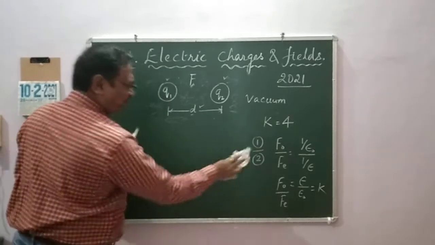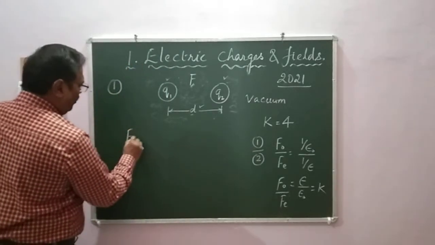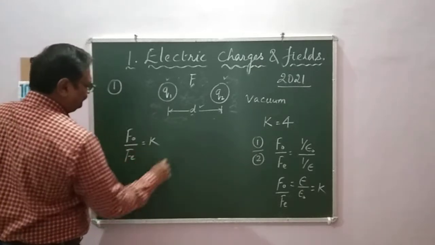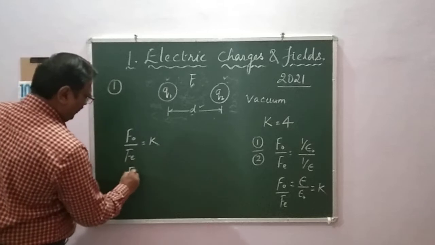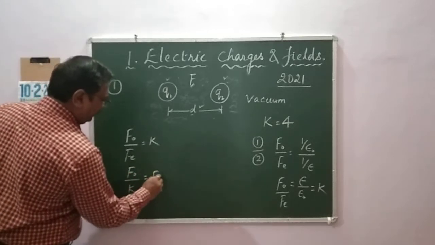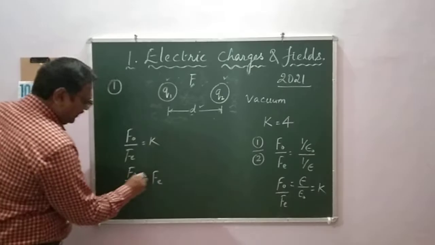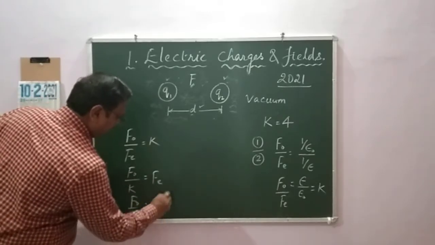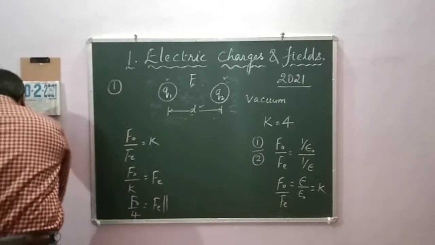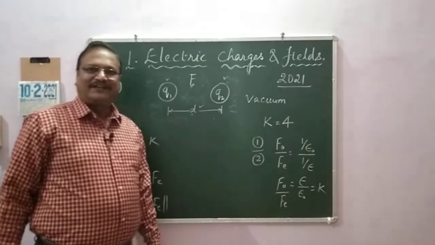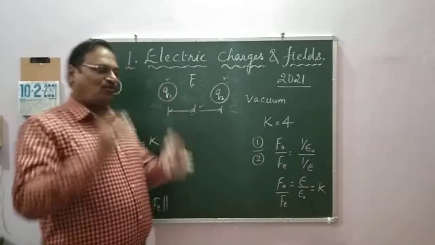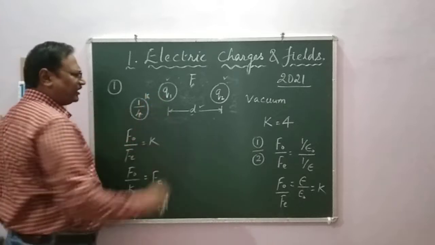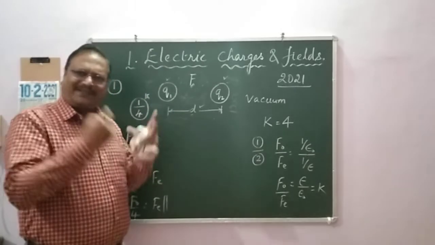Now watch carefully. F0 upon Fe is equal to K. I have the K value, so F0 upon K is equal to Fe. That is F0 upon 4, since K is 4 in this problem. That is Fe. So what happens to the force now? It decreases by 4, or it becomes 1/4. The force is decreasing. So what does it mean?